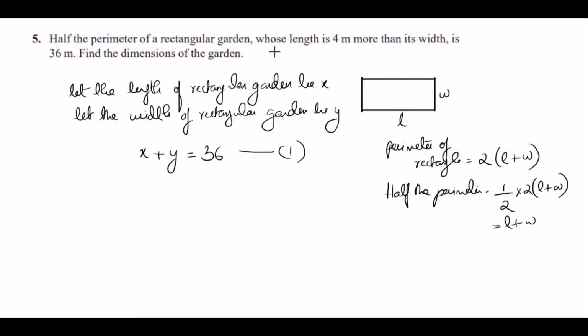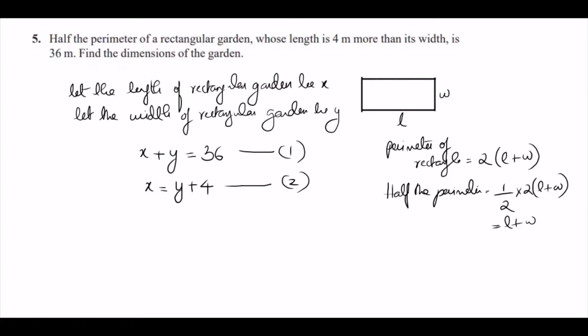Now it's given whose length is 4 meter more than its width. So here the length is x. So x is 4 meter more than the width. So y plus 4. So this is the second equation. So we have got the pair of linear equations in 2 variables. Now we have to find the solution for this pair of linear equations. As you have only learned the graphical method, we will use the graphical method to find out the solutions now.